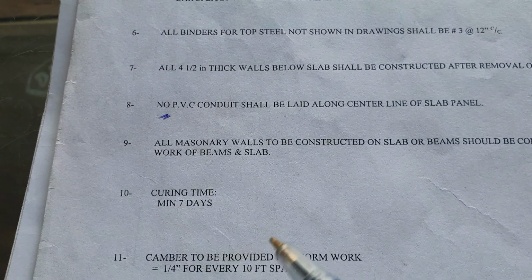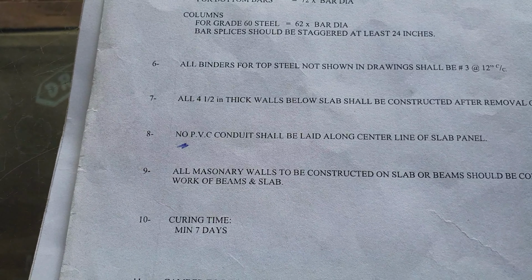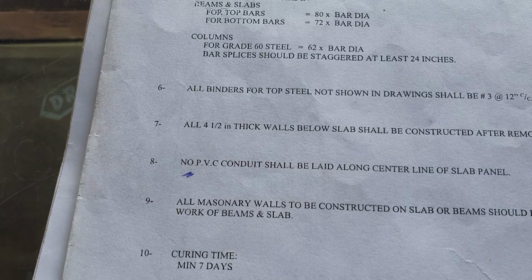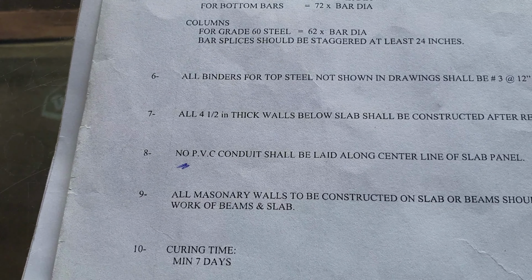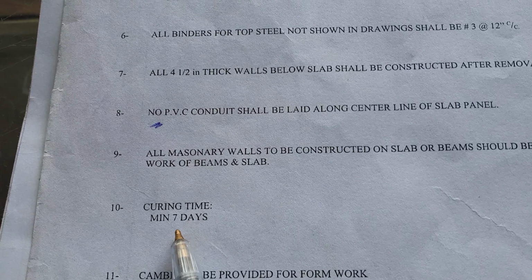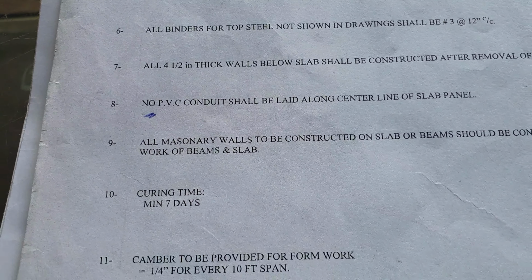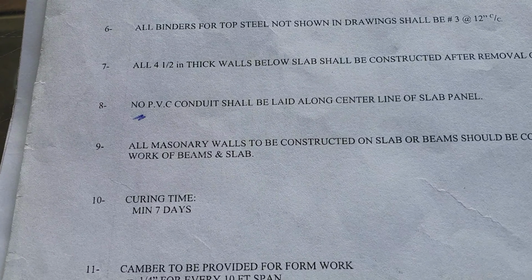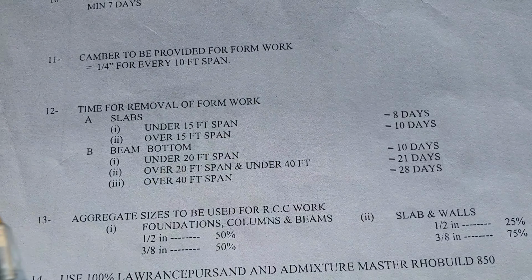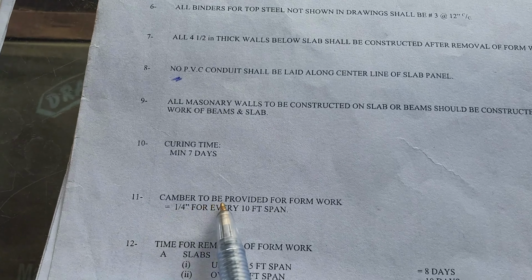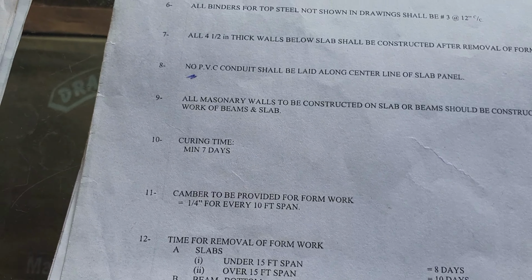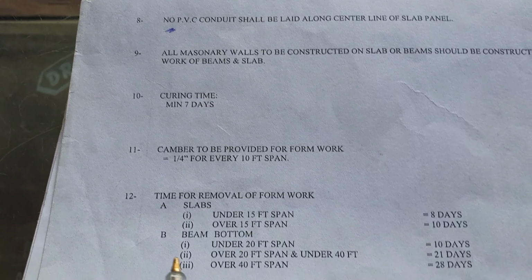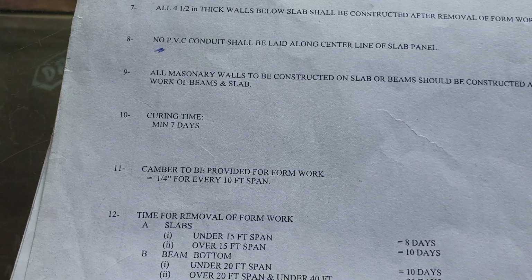Curing time is very important for the concrete to achieve its maximum strength for the structure. For a healthy structure, curing time is minimum 7 days. You must do it. Further, you can see camber to be provided for formwork is this. Time for removal of formwork is also a very important point.